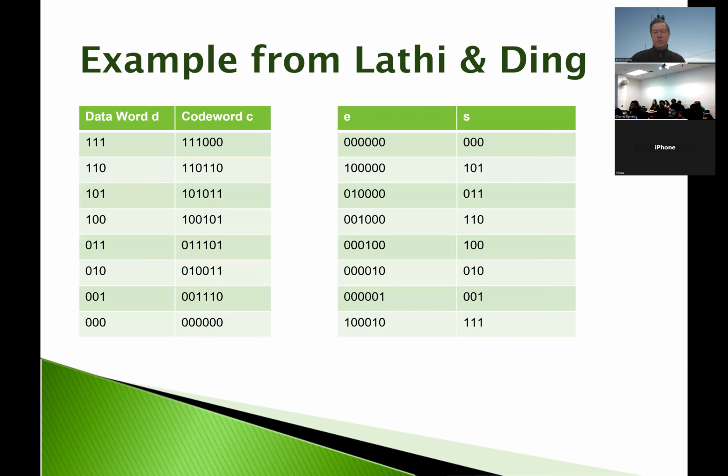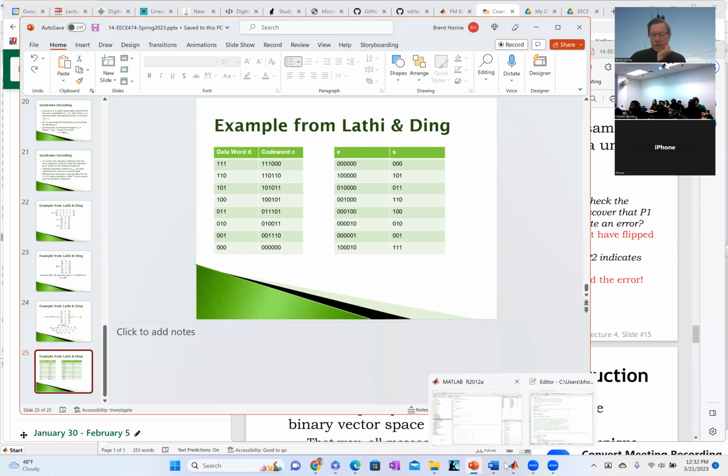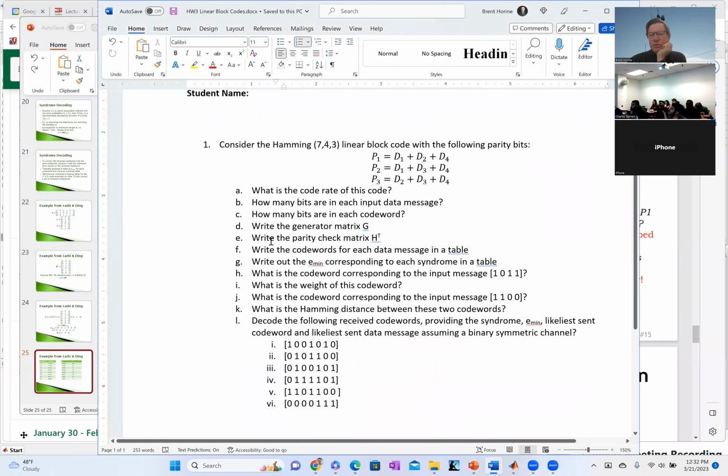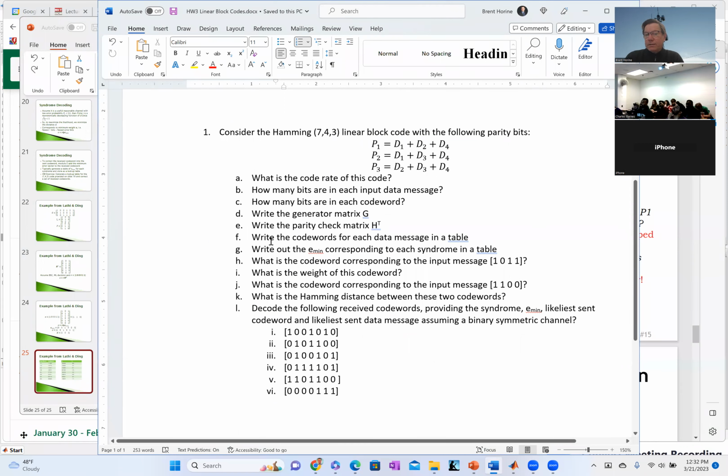So that's that example. Your homework is going to replicate some of this with the 7,4,3 Hamming code. And here I'm writing out the parity equations for this particular code.